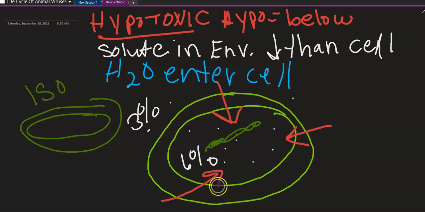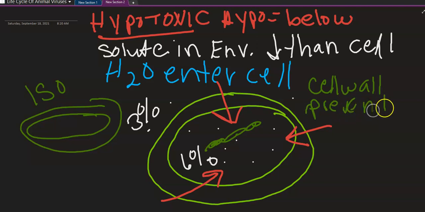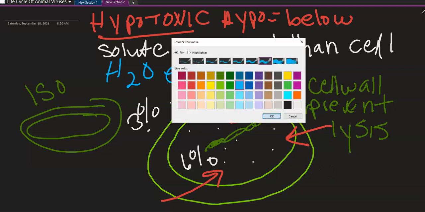And so water is going to be drawn into the cell. And so therefore, the cell will swell, okay? The cell will swell. Now, in this case, the cell wall will prevent lysis, which means rupturing. It's going to prevent rupturing. So we're going to have a net flow of water into the cell.